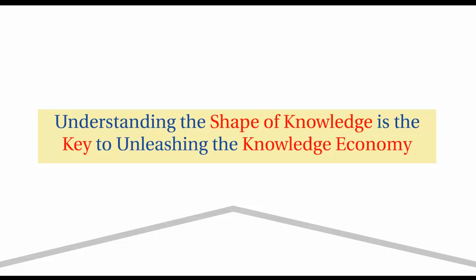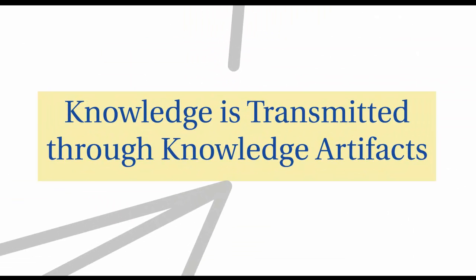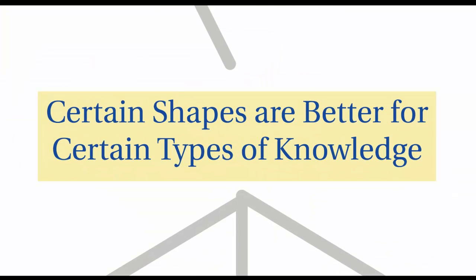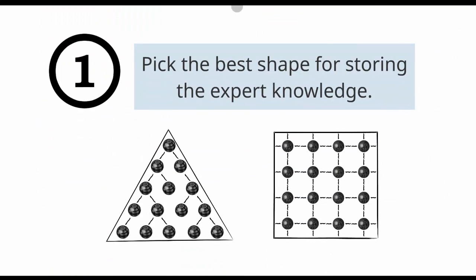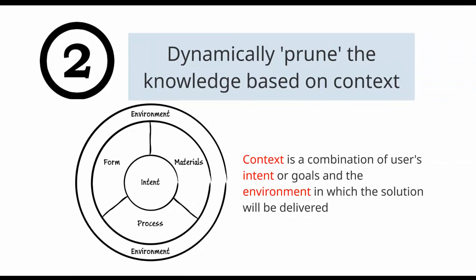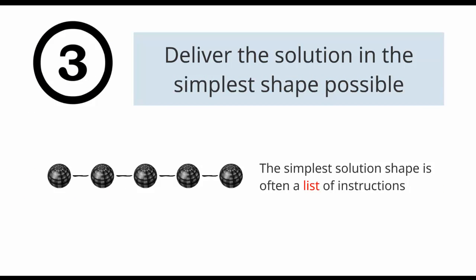Part 1 of this video focuses on the conceptual framework presented in the ebook, The Shape of Knowledge. It explains how knowledge is transmitted through the creation and sharing of knowledge artifacts, or notefacts, and that the shape of these notefacts should reflect the types of relationships found in the knowledge being conveyed. It covers 3 best practices for knowledge shaping: picking the best shape for the expert knowledge, pruning the knowledge to fit the current context, and delivering the solution in the simplest form possible.